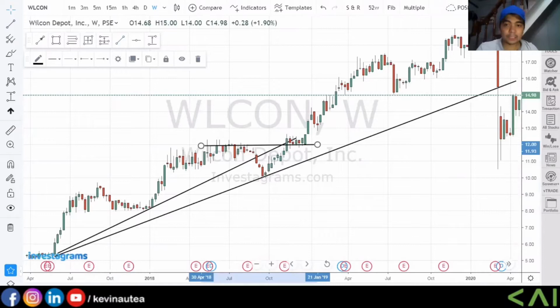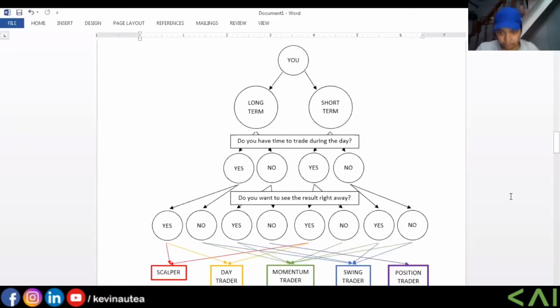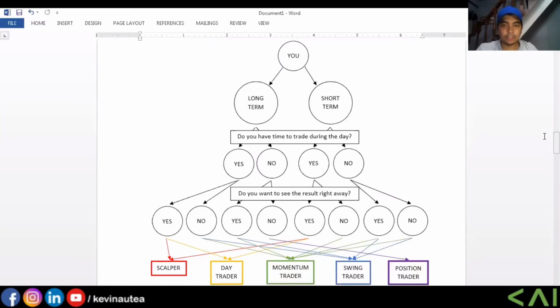Right now, let's distinguish how you can position yourself, which type of trader you are. So this is you, all right, at the top. Then you have to think if you are a long-term or a short-term goal-oriented investor or trader. If you are long-term, let's proceed first with the long-term. Now the next question is, do you have time to trade during the day? Okay, for yes, the next question is, do you want to see the results right away?